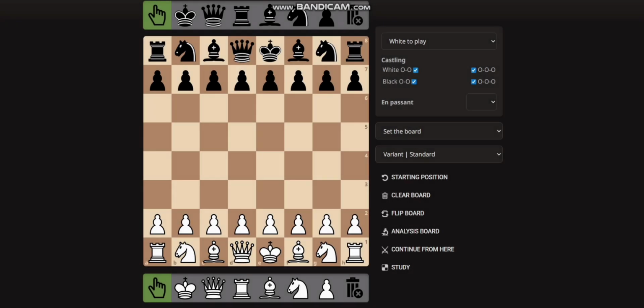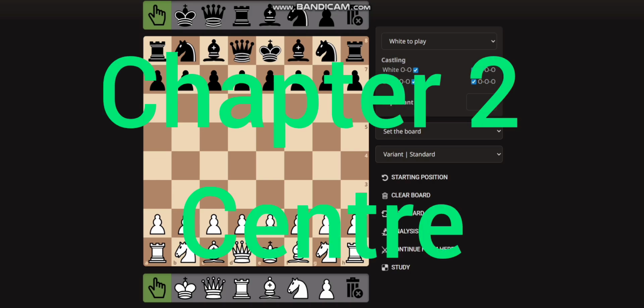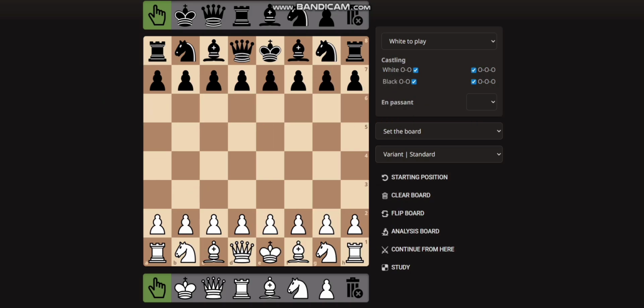Let's come to our second topic, which is center. There are two types of center, so let's go forward and check what they are. They are these 4 squares in the center of the chessboard, called the center. These are D4, E4, D5, E5. So these are called center.